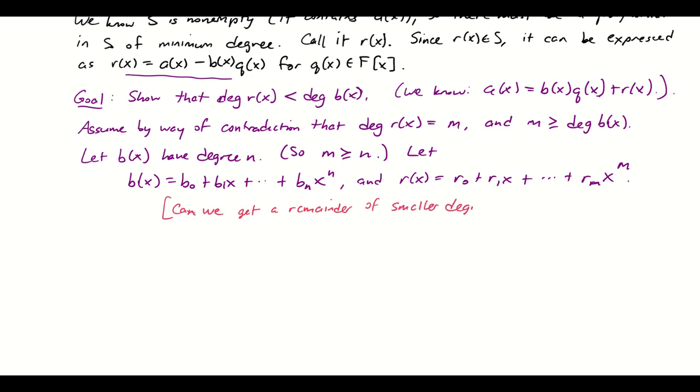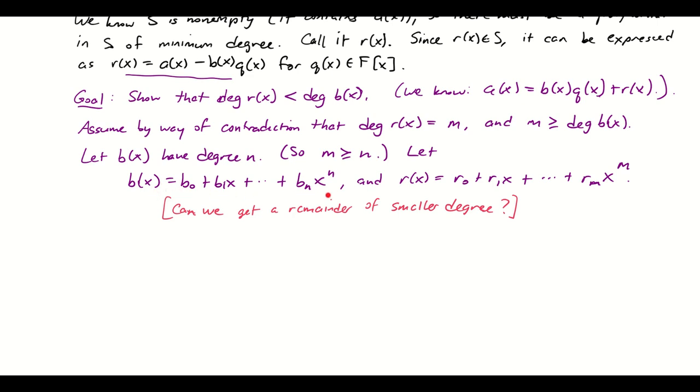Because if we can, then we've reached a contradiction and our proof will be complete. So given this is one of our remainders, can we get this down to a remainder of even smaller degree by taking out some bundle of these? Okay? And I think the answer is going to be yes, because this is a term of smaller or equal degree to this one. So I think I can multiply B of X by an appropriate polynomial so as to get a term of Rm x to the m that I can then subtract. So that's going to be the idea.